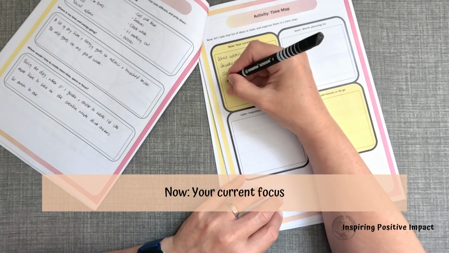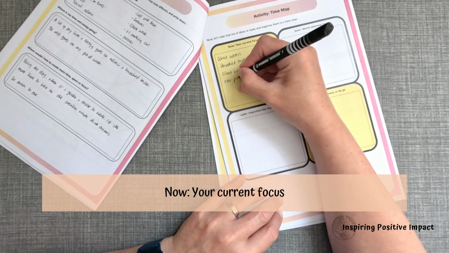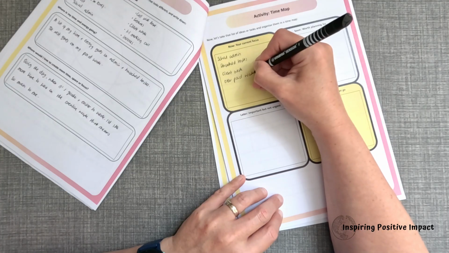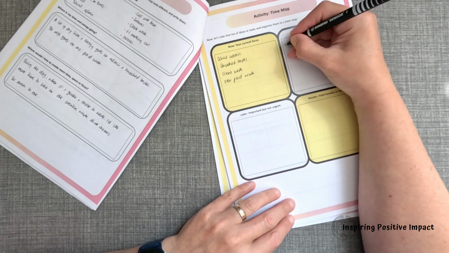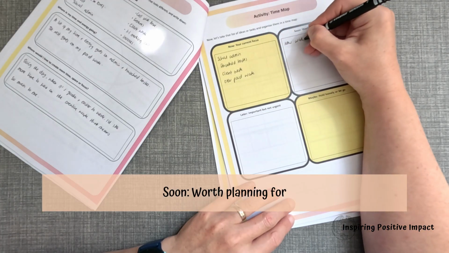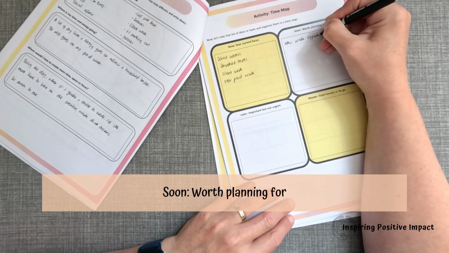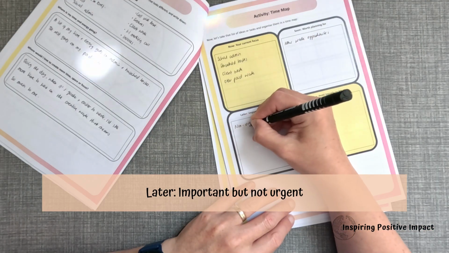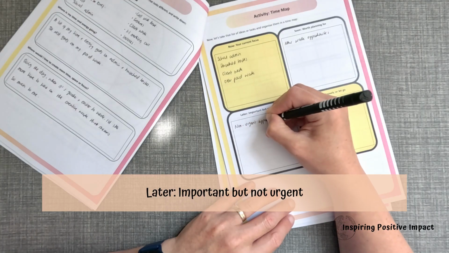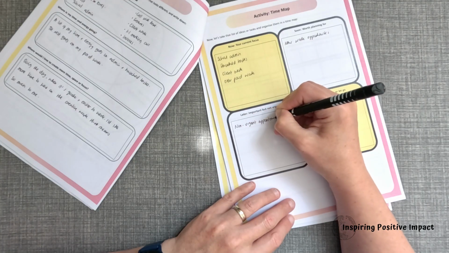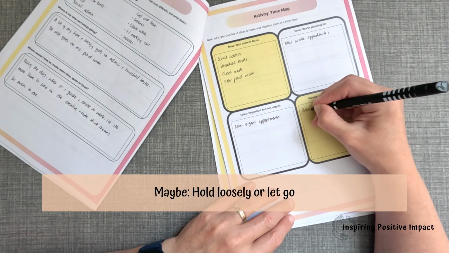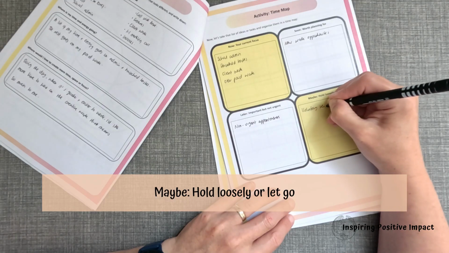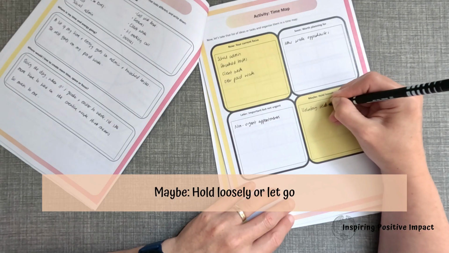Now, this is your current focus. So here I've put school admin, household tasks, client work and other paid work. Soon, these are things that are worth planning for, so I've said that I'd like to plan for new work opportunities. Later, these are things that are important but not urgent, and here I'll list any non-urgent appointments. And then maybe, these are things to hold loosely or let go, so I've put feedback and advice here.